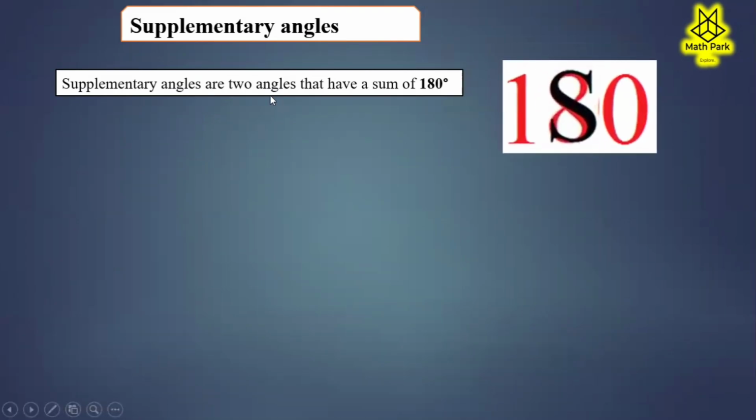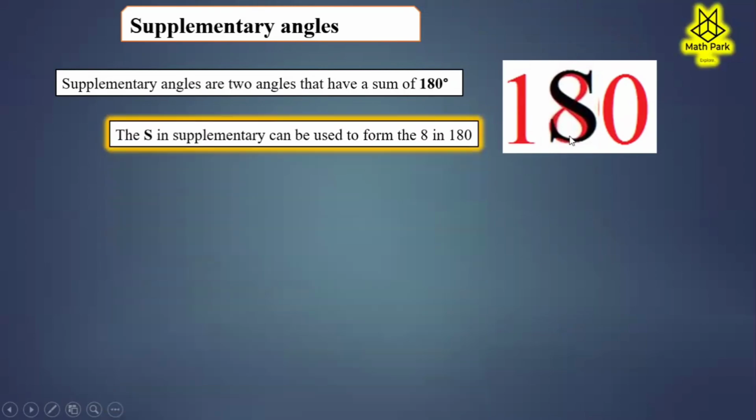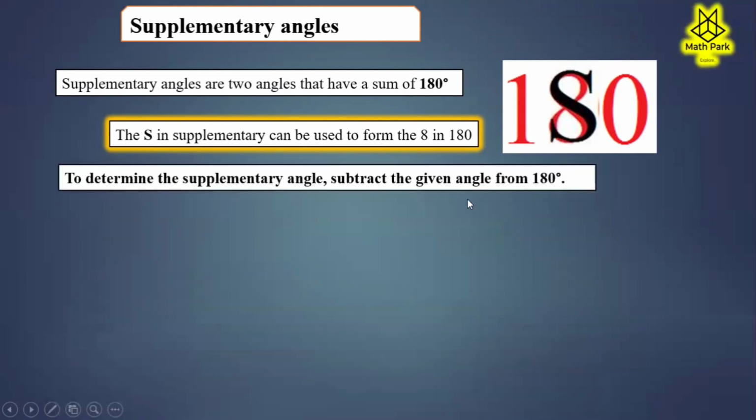Angles which have a sum of 180 degrees are called supplementary angles. The S in supplementary can be used to form the 8. So that is the hint for you to understand how we measure supplementary angles. To determine the supplementary angle, subtract the given angle from 180.